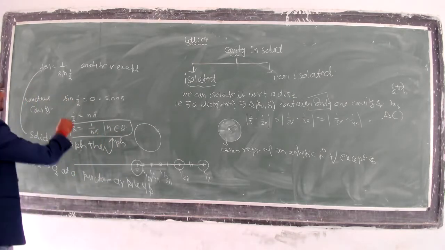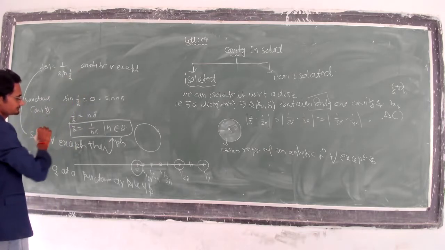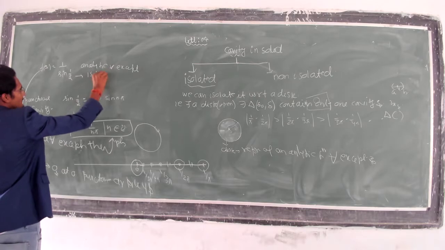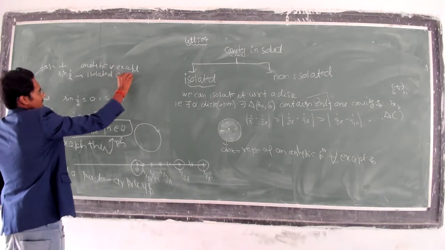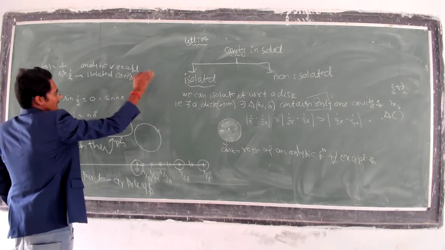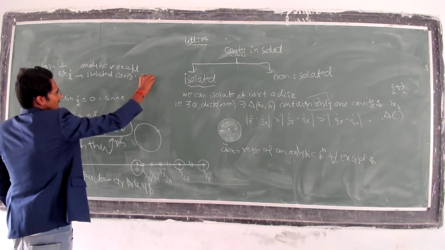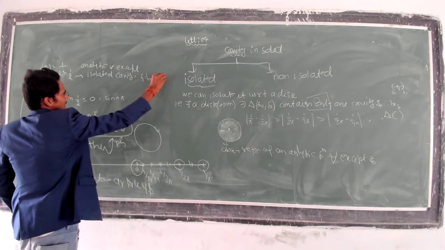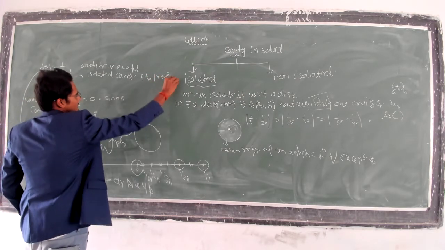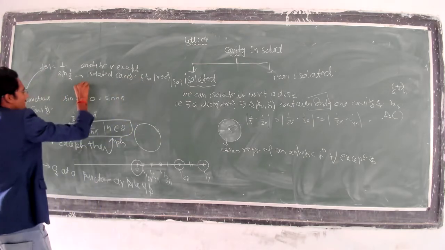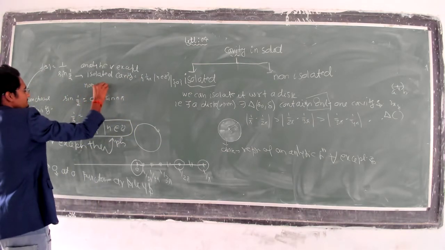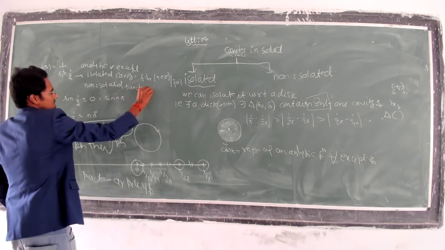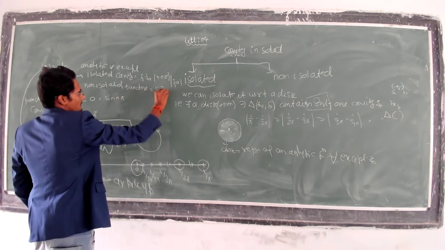So this implies that the isolated punctures or isolated cavities are 1 upon n pi, such that n belongs to the integers minus 0, and the non-isolated puncture is only 0. Okay.